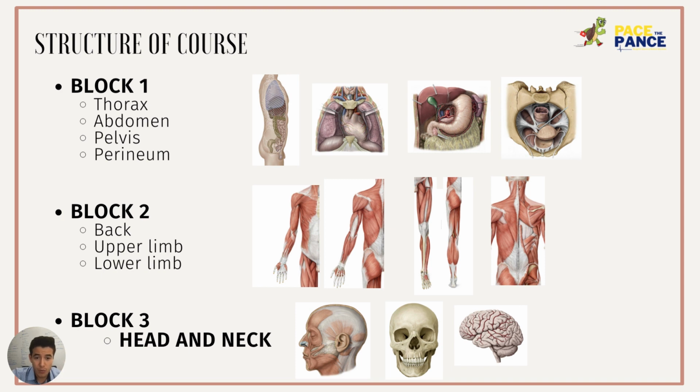And we're going to break up the structure of our course into 3 different blocks. Block number 1 will cover the thorax, abdomen, pelvis, and perineum. Block number 2 will cover the back, upper limb, and the lower limb, so that's more musculature. And then block 3, because it is so dense, we will go over the head and neck together.